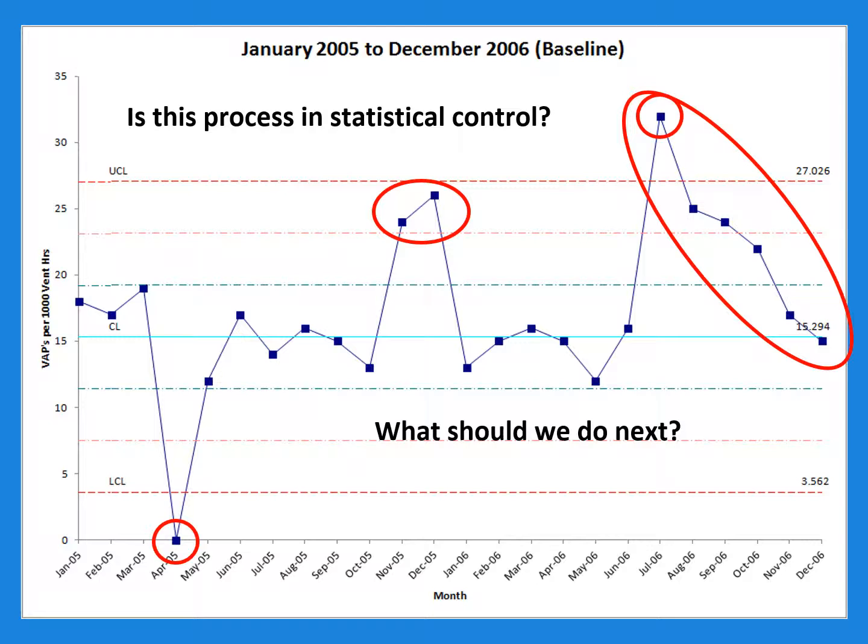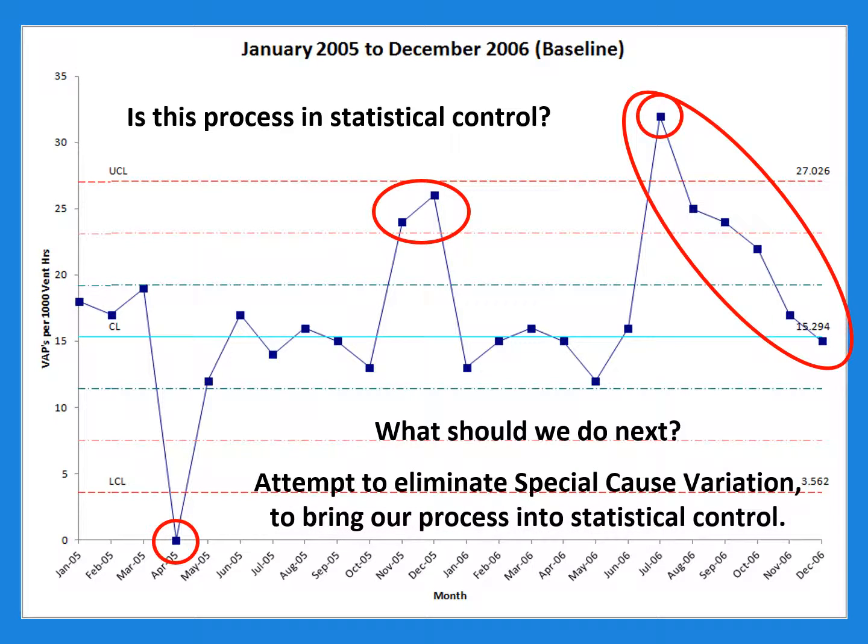The question is, what do we do next? Well, with any project like this, we want to eliminate special cause variation to bring our process into statistical control first. When you see a data set like this that violates so many of the different rules in such a small data set, this tends to be a process that's not very standardized, and so you get all kinds of wild swings in the data because a lot of times that process is not really being performed in the same way every time by different providers.